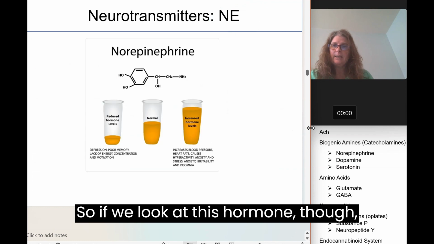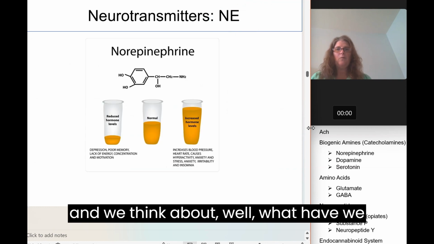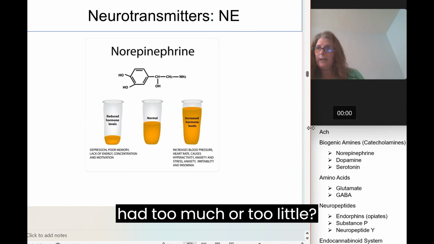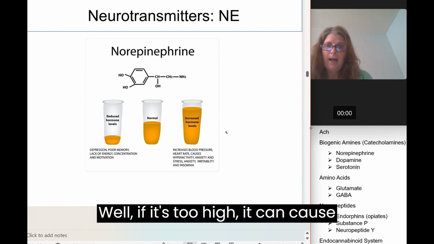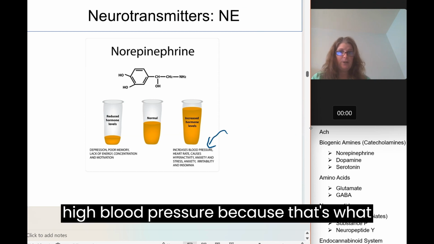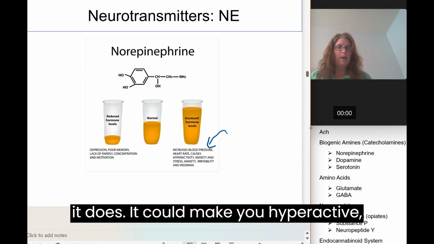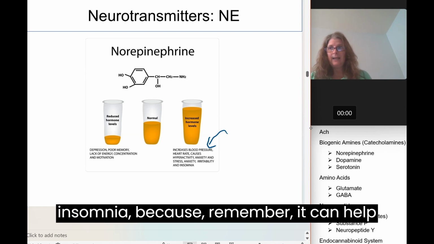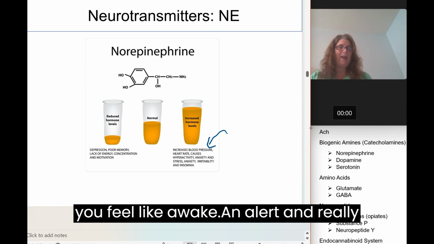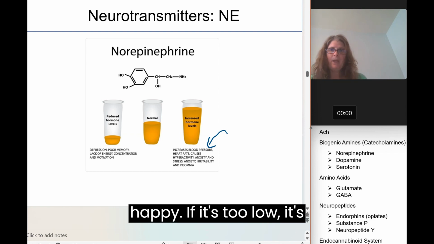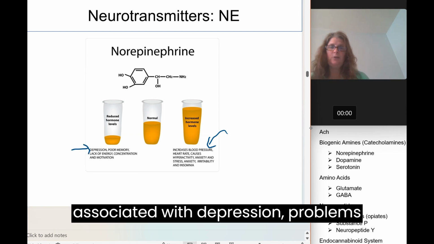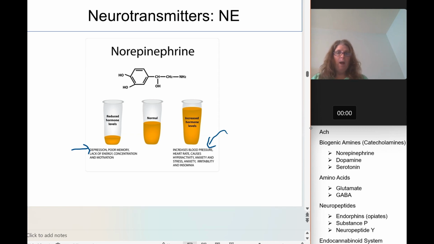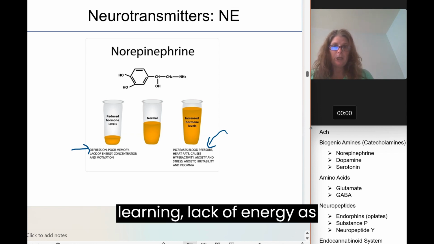If we look at this hormone and think about what happens if we had too much or too little: if it's too high, it can cause high blood pressure, because that's what it does. It could make you hyperactive, and cause more anxiety, irritability, and insomnia, because remember, it can help you feel awake and alert and really happy. If it's too low, it's associated with depression, problems with memory, because it does help us with learning, and lack of energy as well.